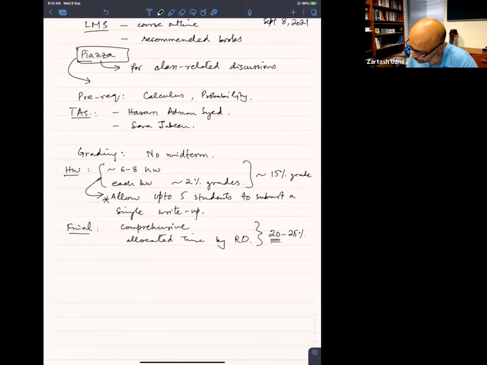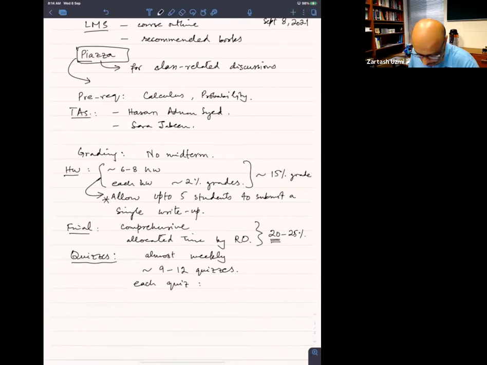of the grade. It depends upon how many homeworks we have and how many quizzes we have. So we will have quizzes, and these quizzes will be weekly, almost weekly quizzes. So about 9 to 12 quizzes in all. And each quiz will have approximately 7% of the grade.